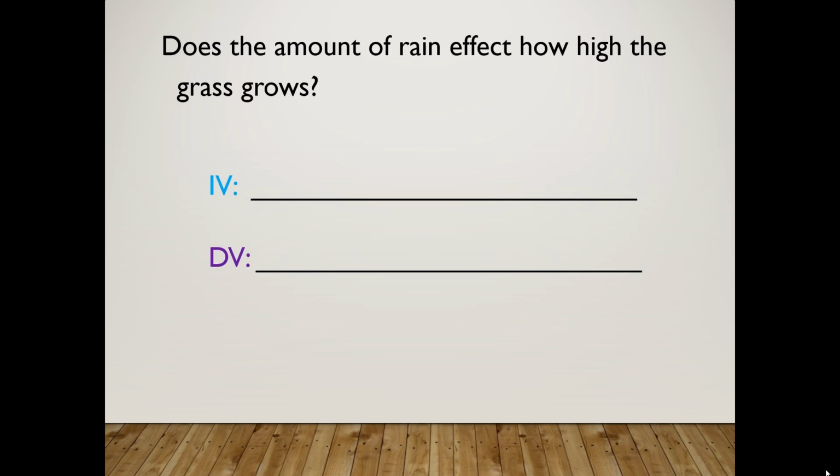Does the amount of rain affect how high the grass grows? So this might look like a little trick question, but again, if we're going to measure something, we know that's the dependent variable. We're measuring something. What's the thing we're measuring? We're measuring how high the grass grows. So we automatically know the grass height is our dependent variable. Therefore, the amount of rain is going to be the independent variable.